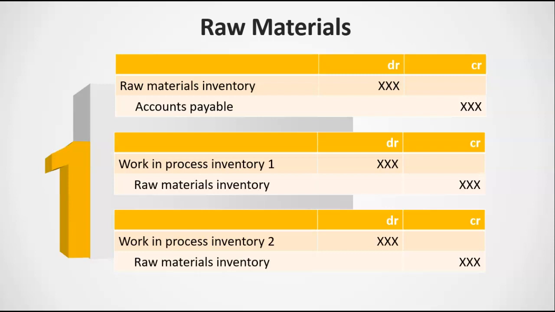At the end of the financial year, the balance in the raw material inventory account is reflected in the balance sheet under asset.